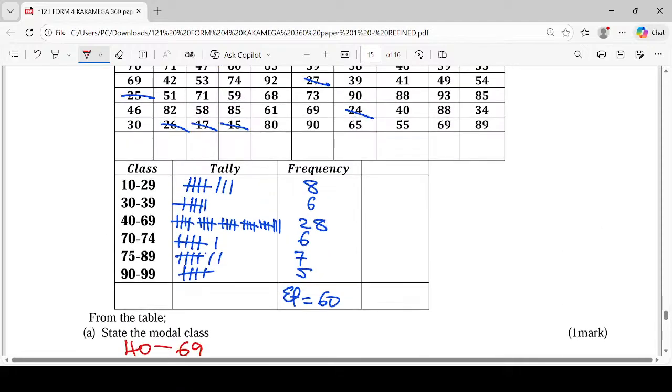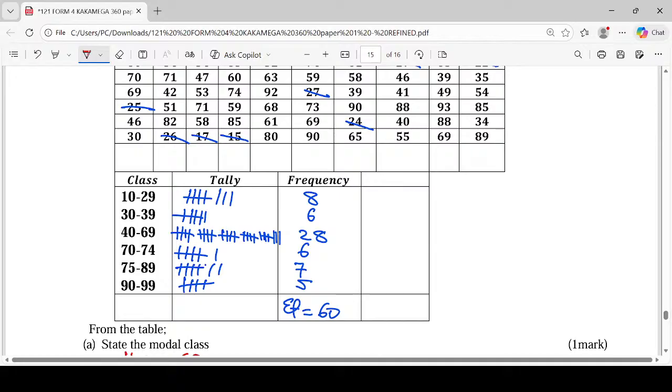So that means you need to get a column here for x. x is 10 plus 29 divided by 2, 19.5. 30 plus 39 divided by 2, 34.5. 40 plus 69 divided by 2, 54.5. 70 plus 74 divided by 2, 72. 75 plus 89 divided by 2, 82. 90 plus 99 divided by 2, 94.5.